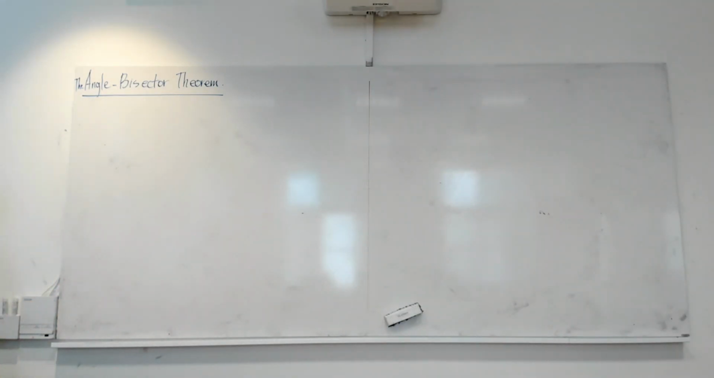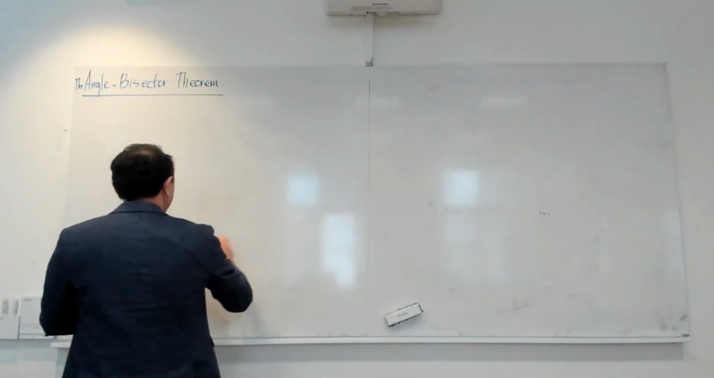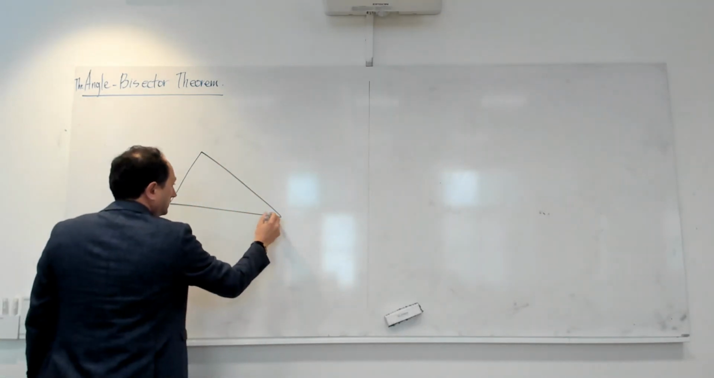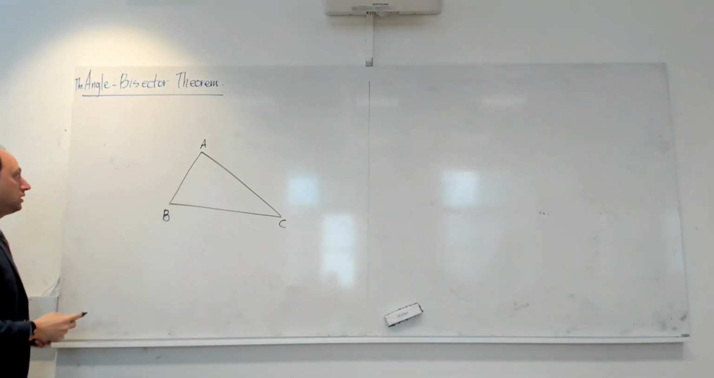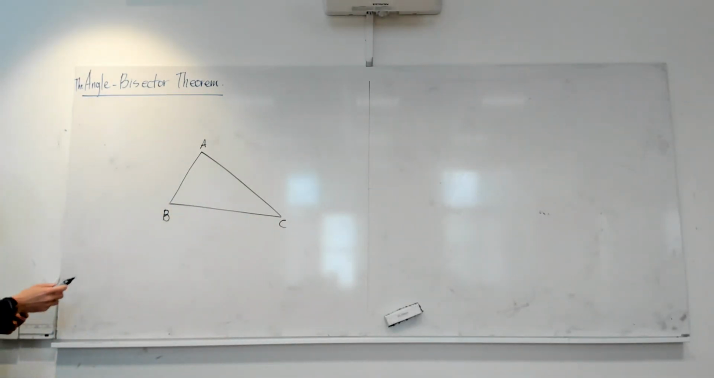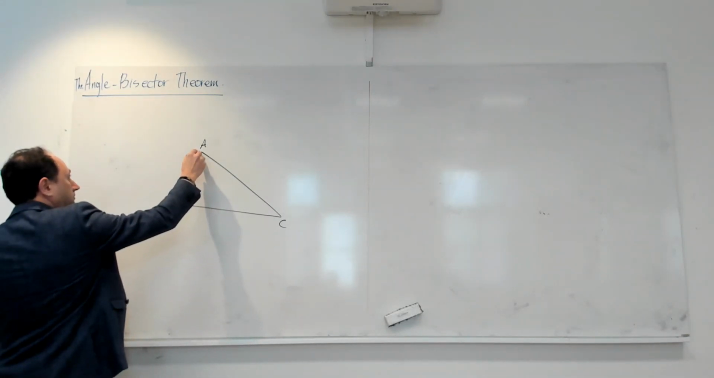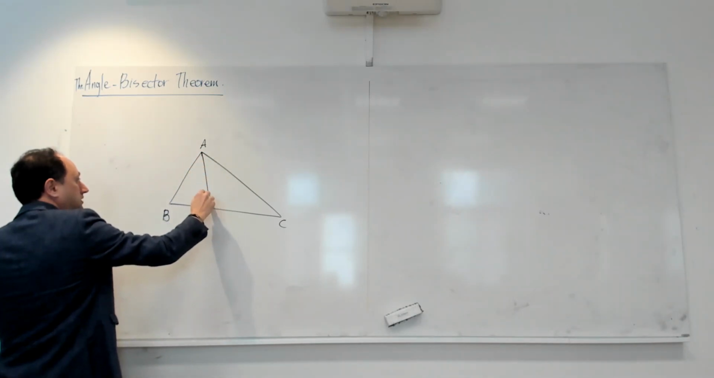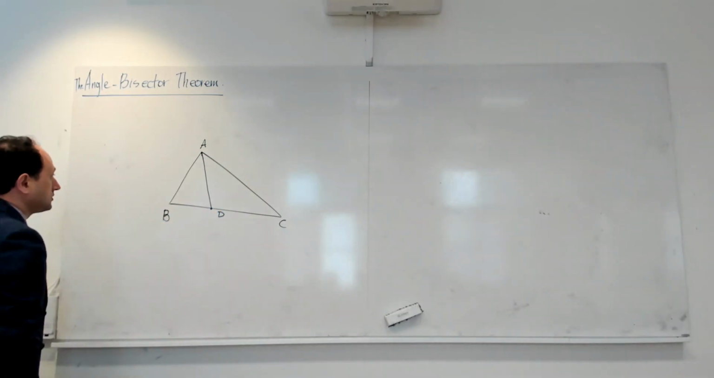Angle-Bisector Theorem. Okay, so what is the content? The content is very simple. This tells you that if you have a triangle ABC, and you, for example, draw one of the angle bisectors. Which one doesn't matter. So, for example, let us consider this one. So I divide this angle into two equal pieces, and then I draw this angle bisector.